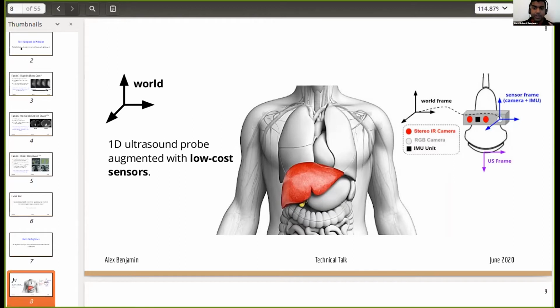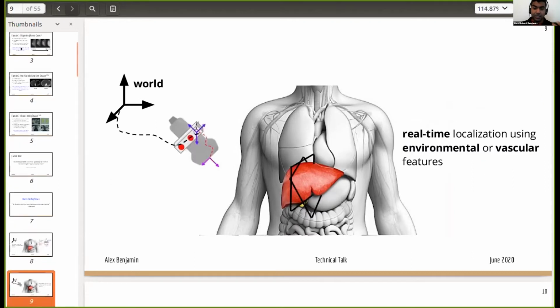And through a combination of these sensors, as the clinician scans the body or the organ of interest, you are able to localize the probe in free space. Basically, that means you know where the probe is, how it's oriented, and you have all the necessary information.